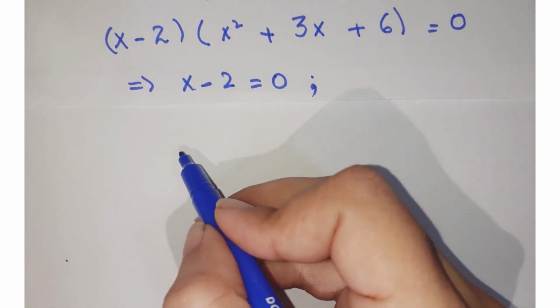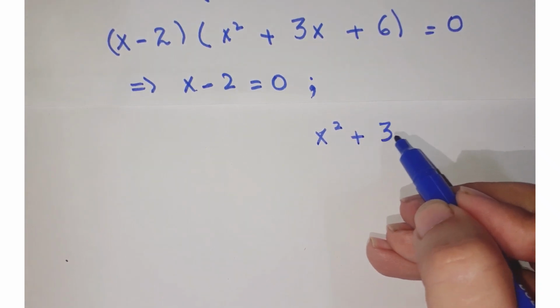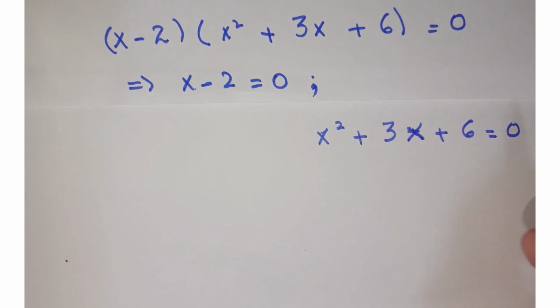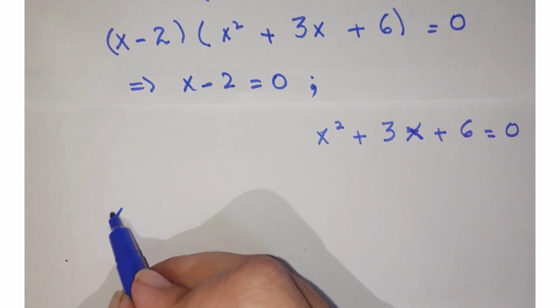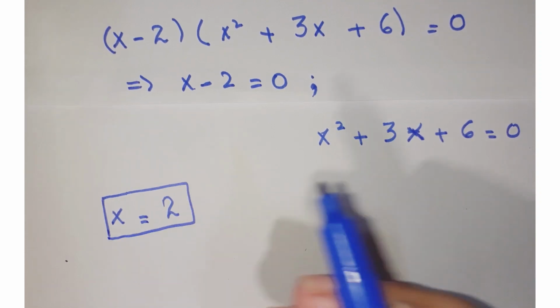Now we have x minus 2 is equal to 0, and the second possibility is x square plus 3x plus 6 is equal to 0. For x minus 2, x is equal to 2. So this is one solution of x.